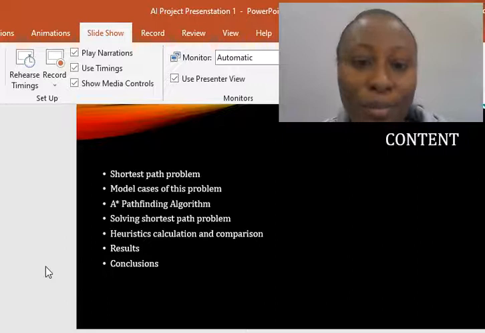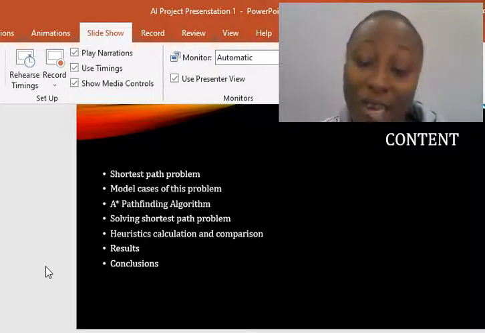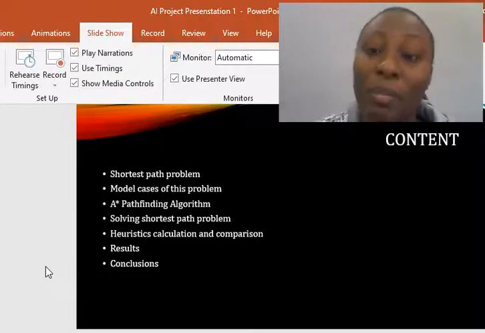So the contents we have are the shortest path problem, model cases of this problem, the A-star pathfinding algorithm, solving the shortest path problem, heuristic calculation and comparison, results, and then the conclusion. So these are the contents we'll be talking about today.